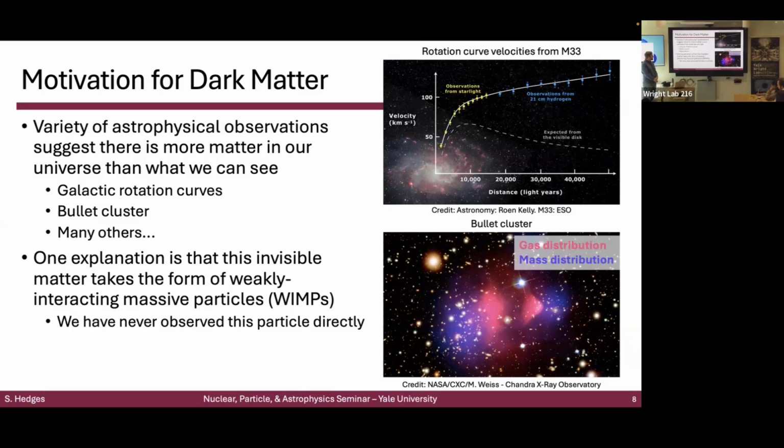So one potential explanation for this is that this dark matter is a particle, and it could be a variety of different particles. One of these candidates is the WIMP. And while we have all of this astrophysical evidence for this additional mass, we've never observed this particle here on Earth.